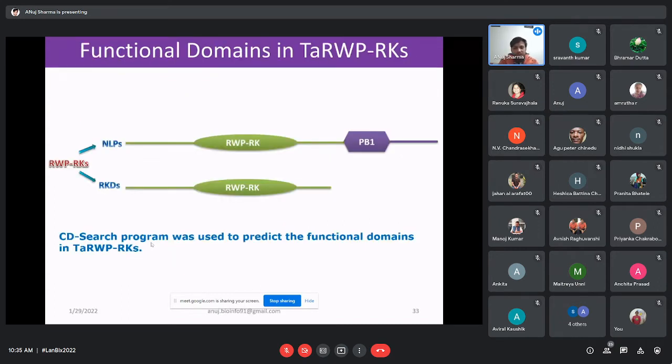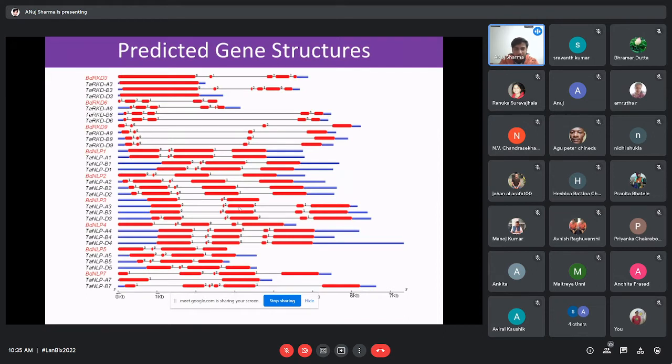So these are their domain architectures. Based on the domains, we can say that NLP has an additional PB1 domain, while the RKD subfamily has only the RWP-RK domain. These are the predicted gene structures. Here red represents the CDS coding regions, and the lines represent the introns, while blue represents the upstream and downstream regions. Together they are well suited for further characterization.